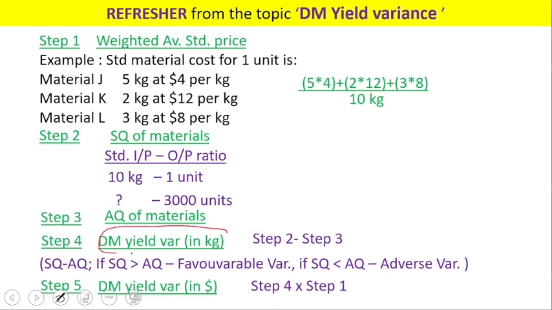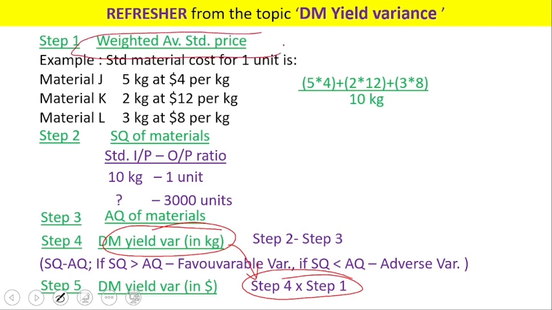So here we got the direct material yield variance in kg, but we want it in dollar. So that's done in step 5. And how do we do the calculation? It is step 4 multiplied by step 1. You've already got the direct material yield variance in kg. So you take that and multiply it with the weighted average standard price that you've calculated in step 1, and you will get the answer for direct material yield variance in dollar.